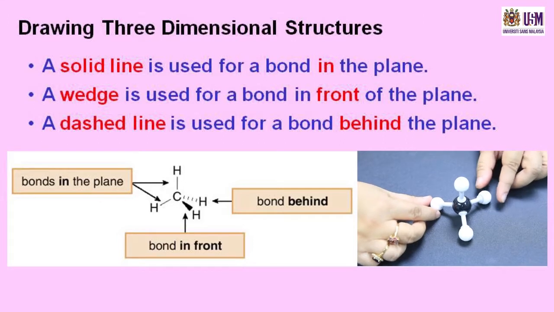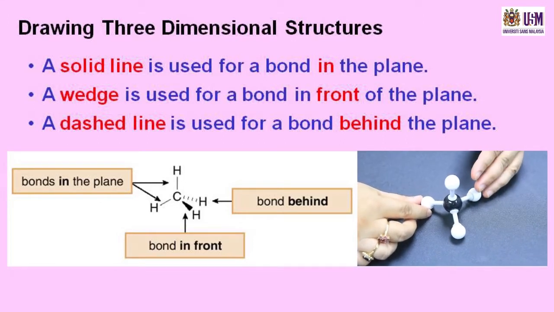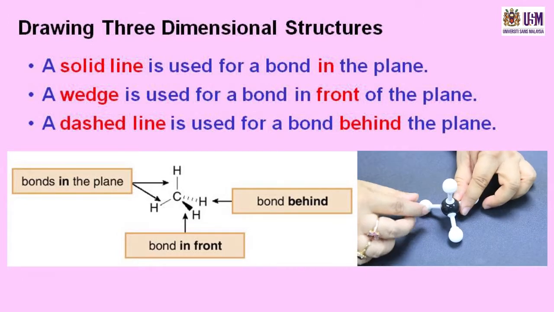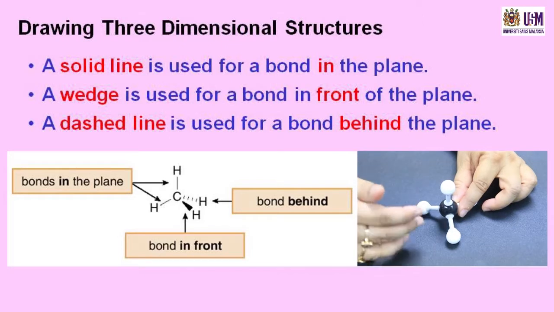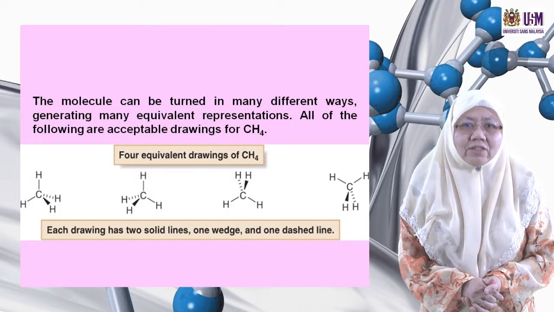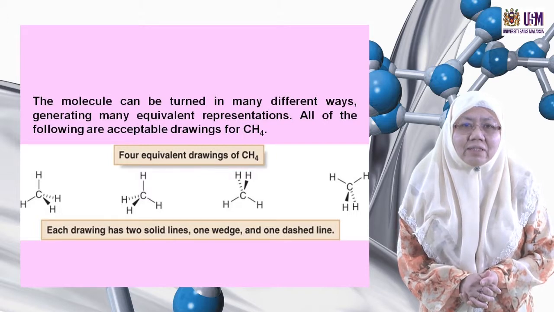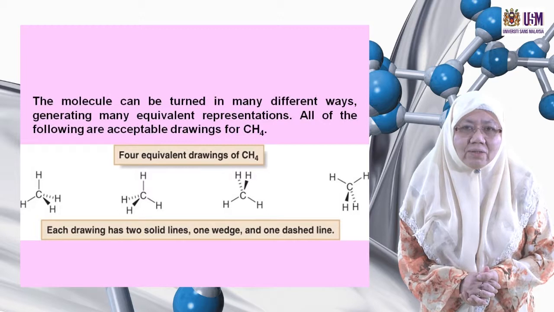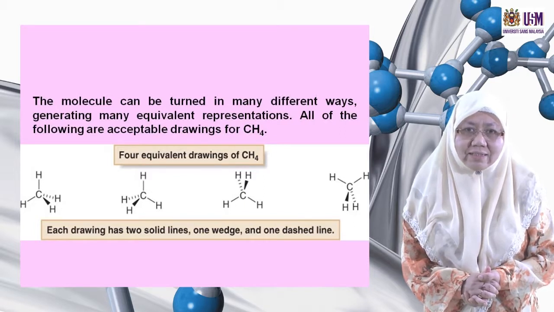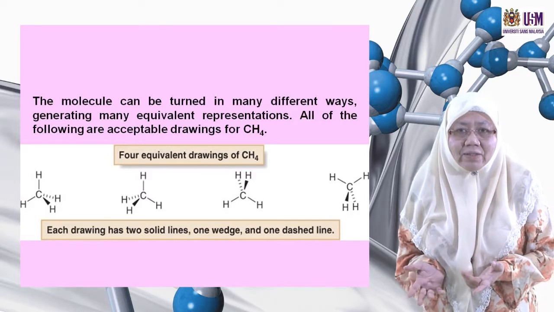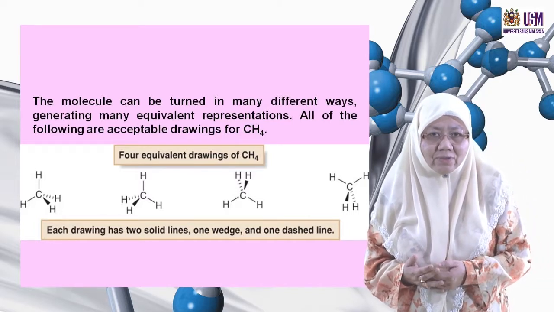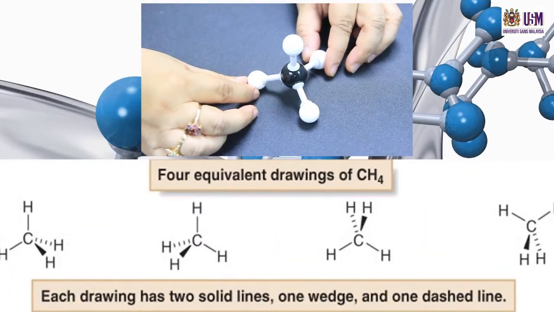Okay, now we have this methane. Methane is actually a tetrahedron, and when we draw the molecule of methane, these will be the solid lines, the one that is close to me will be the wedge, and the one that is going away from me will be the dashes. We can use this three-dimensional structure to represent the molecule in many different ways, and this generates many different equivalent representations. As we can see in the following video, all the following are acceptable drawings for methane, CH4. The methane can be drawn in different ways.